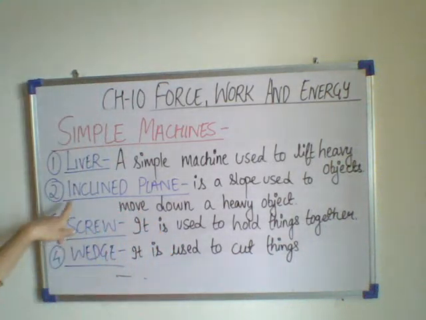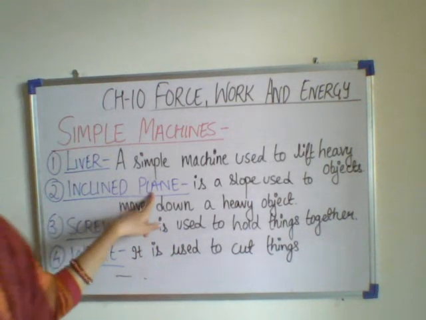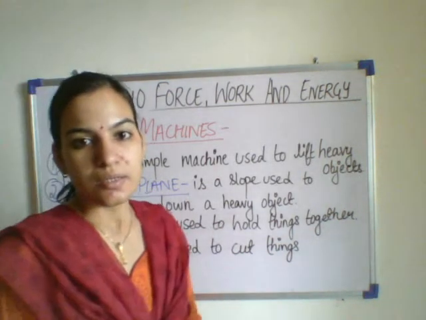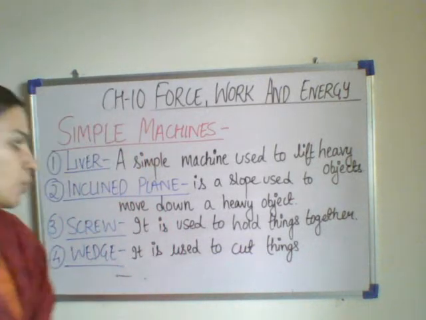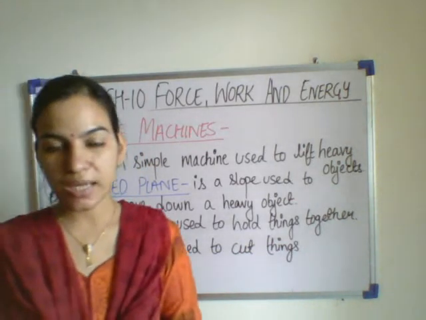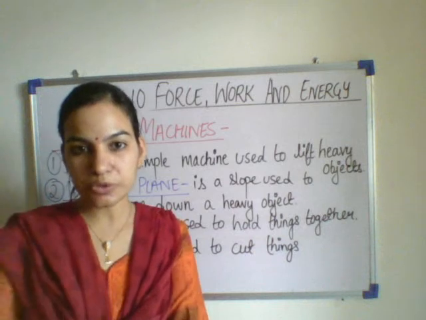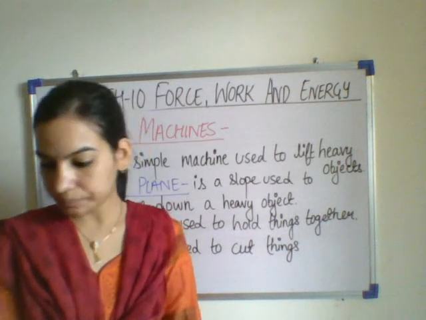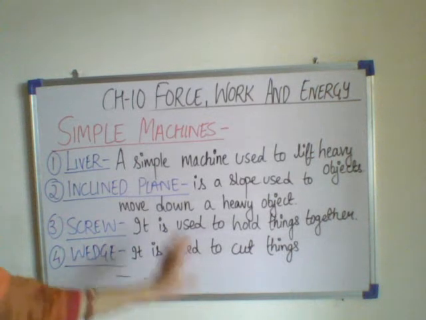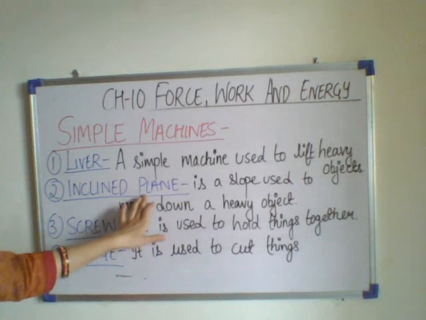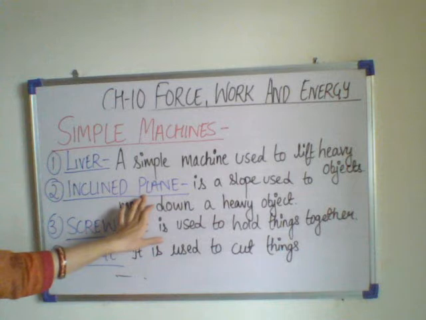The second one is the inclined plane. What is an inclined plane? An inclined plane is a slope. It is used to move down a heavy object. Any heavy object is moved down an inclined plane. Heavy cartons are loaded into a truck by pushing them on an inclined plane. Ramps, slanted roads and slides are examples of the inclined plane.